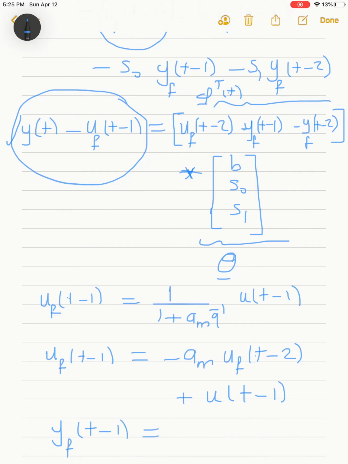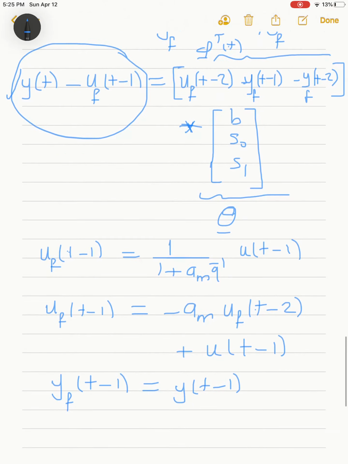And similarly we can find an expression for the filtered signal yf. That will be y at t minus 1 minus am times the filtered signal at t minus 2. So from these two expressions we can always calculate the filtered signals, and we use them in the regressor when we need them during the calculations. So this way, using recursive least squares, we can calculate the parameters b, s0 and s1 at each sample.